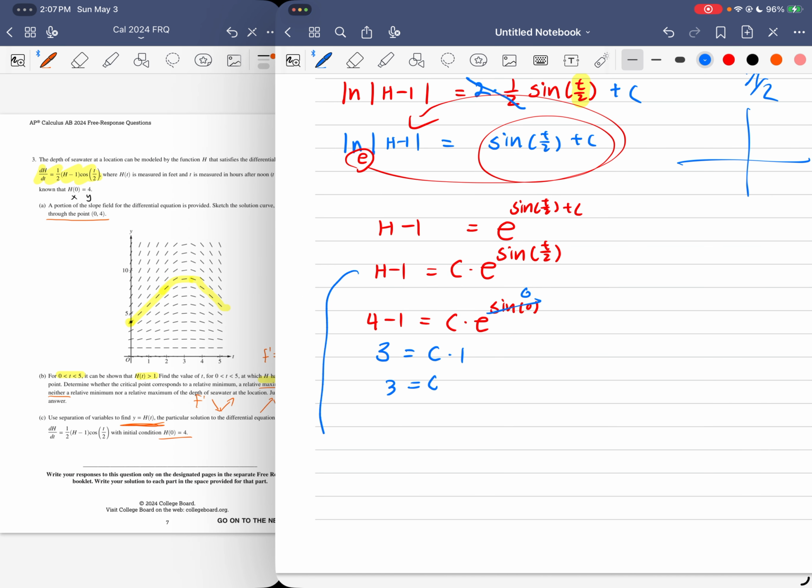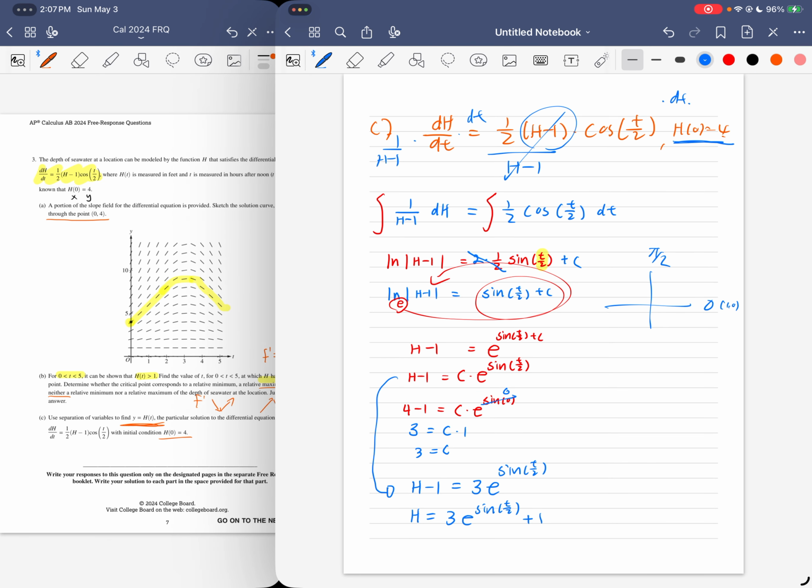Yep, so let's go back here. So we have h minus 1 is equal to 3 e to the sine t over 2. So if you do plus 1 on both sides, that's what you get. Right, so it's that easy.